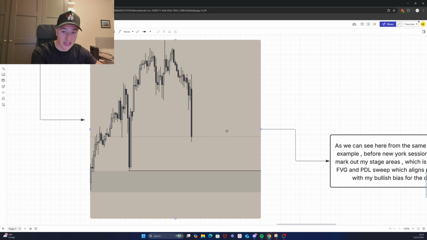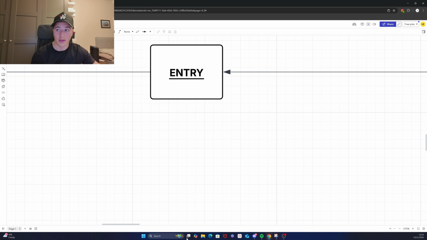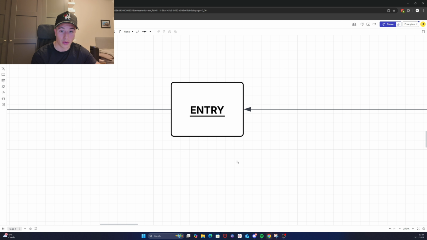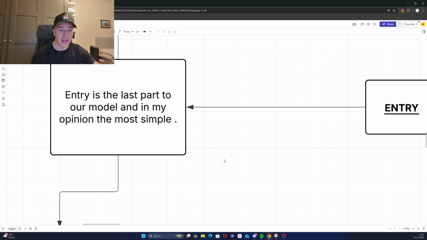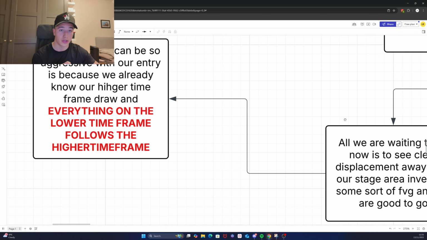So once we found our stage area, we are now sitting on our hands until that stage area has been met. And then we are moving on to the final and the most simple part of the whole model, which is our entry. So our entry is the last part of our model, and it's the most simple in my opinion. All we are now waiting for is clear displacement away from our stage area, inversing some sort of fair value gap, and we are good to go.